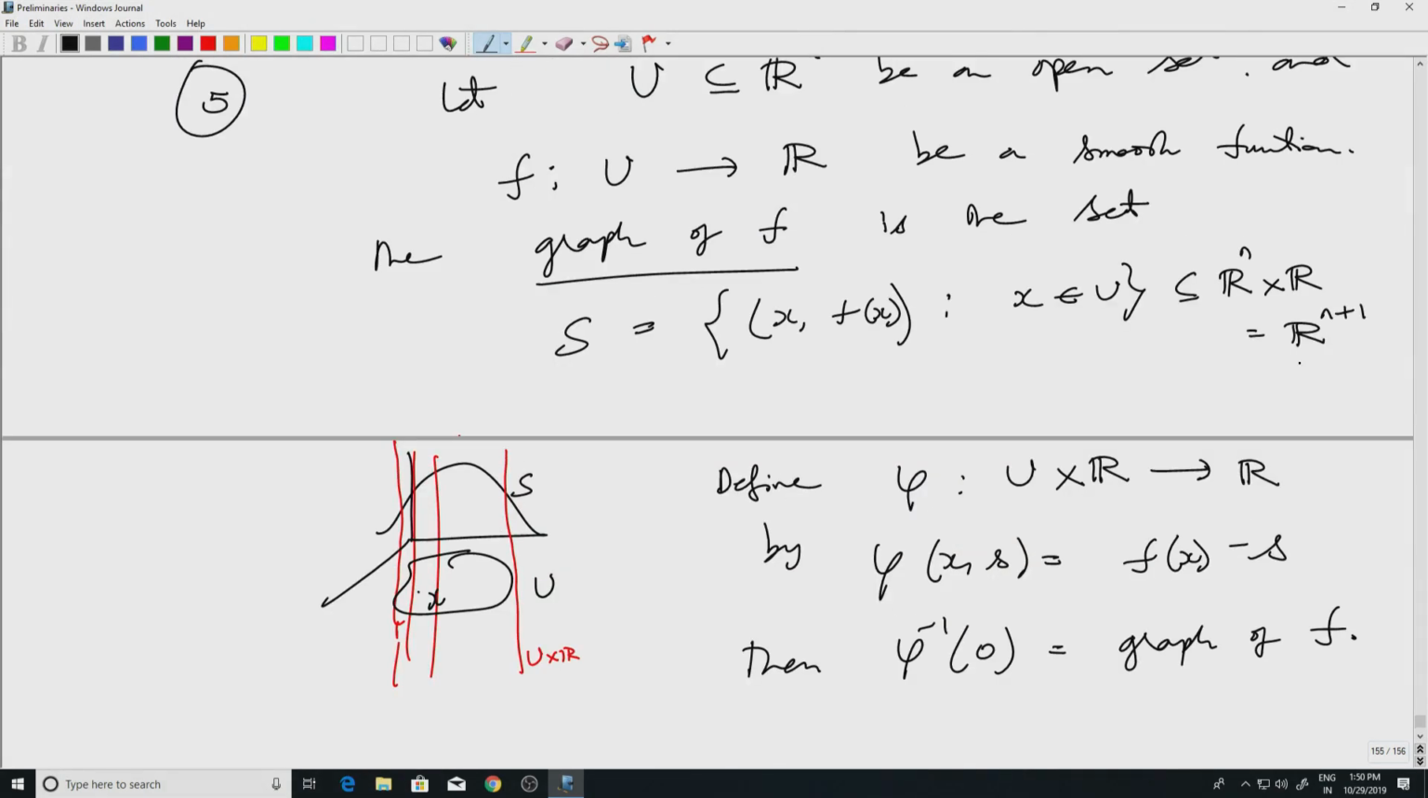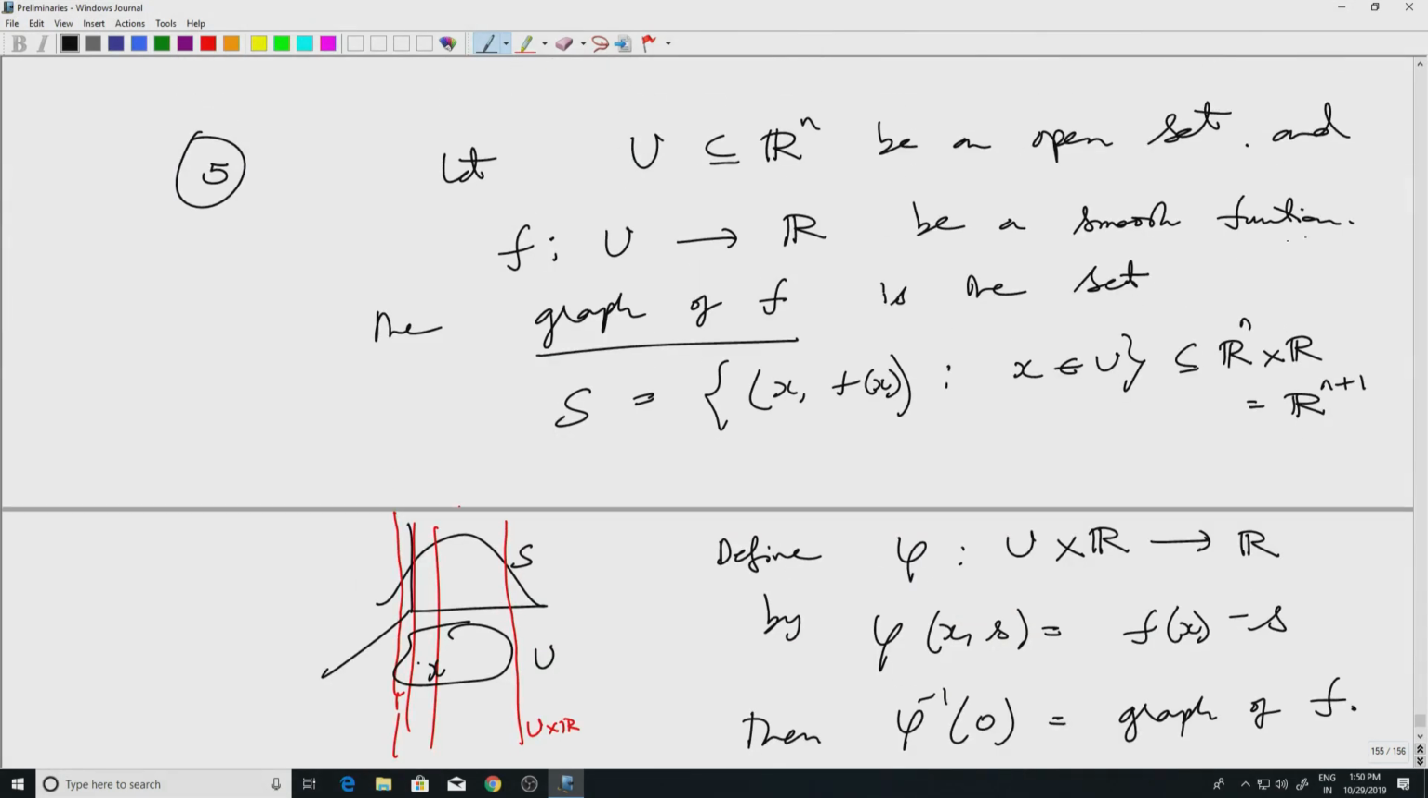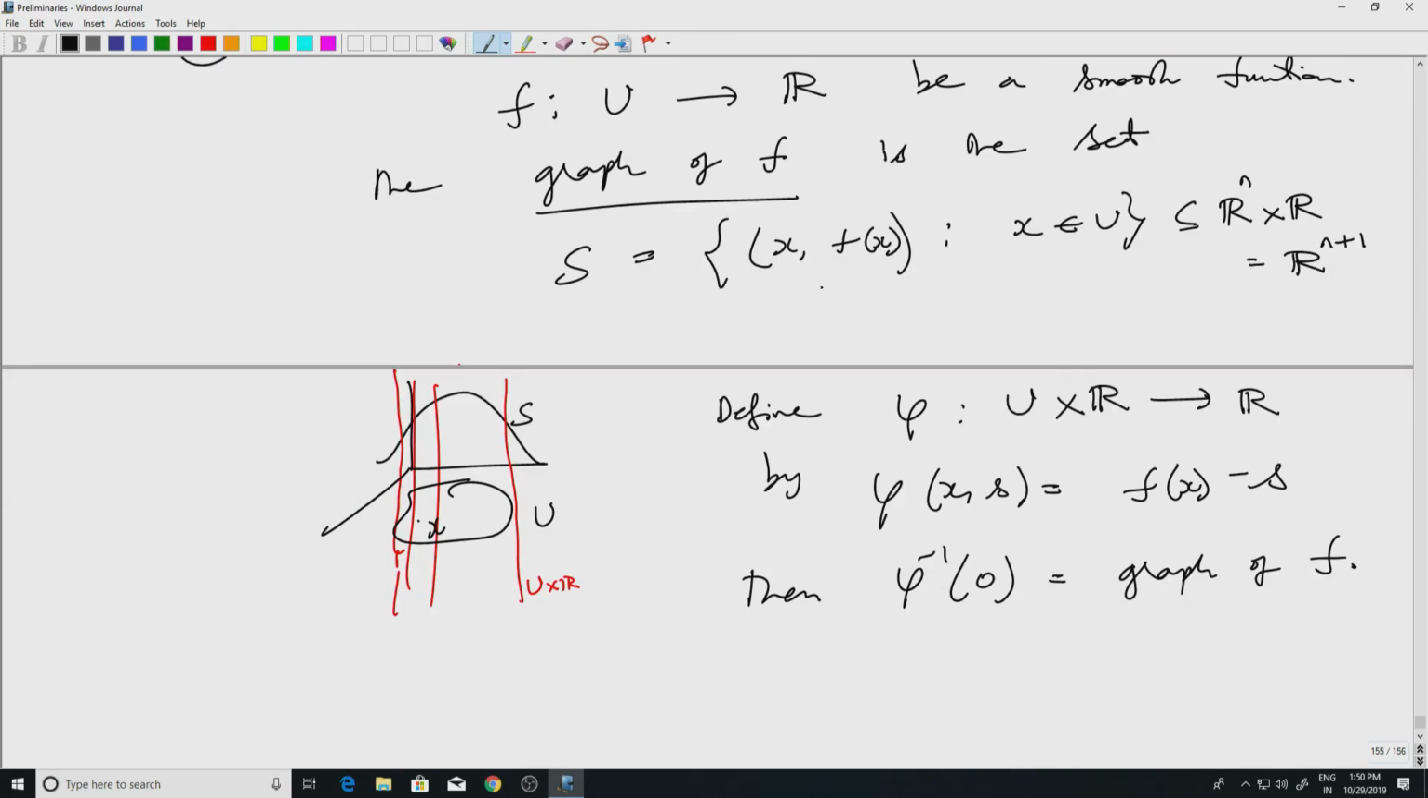And last time I was still in the process of describing various important examples which arise from the regular value theorem. The last thing I had started on was the graph of a smooth function. The setup was I had an open set U in R^n and a smooth function f on U. The graph is the set of points (x, f(x)) in R^(n+1).